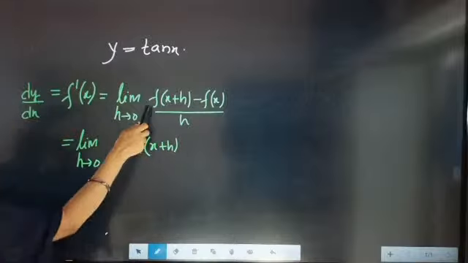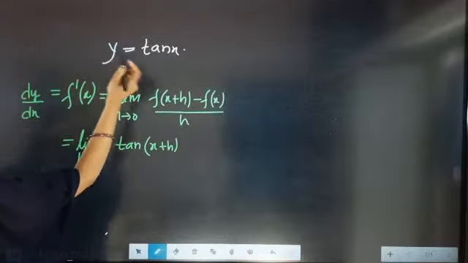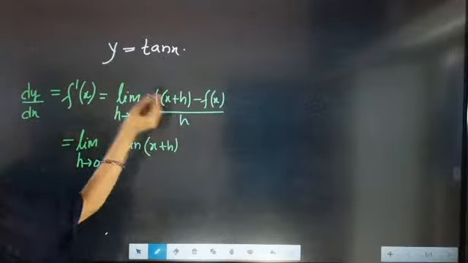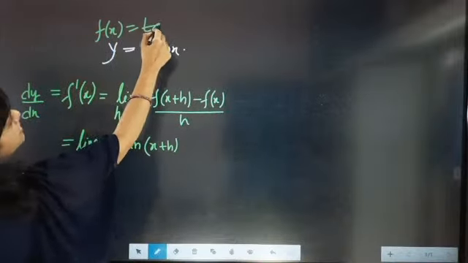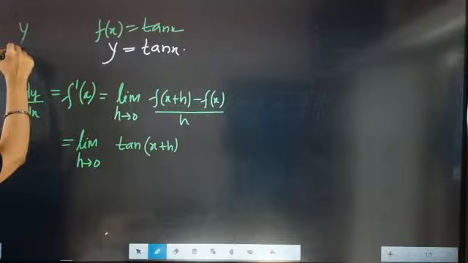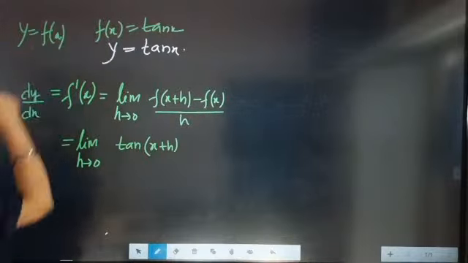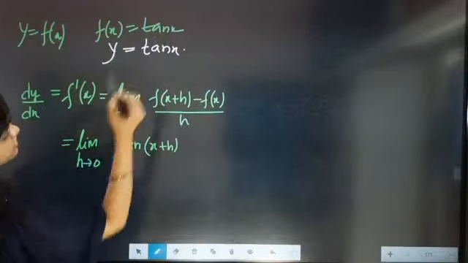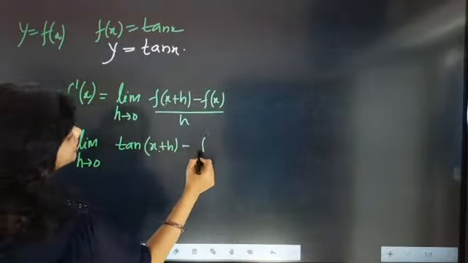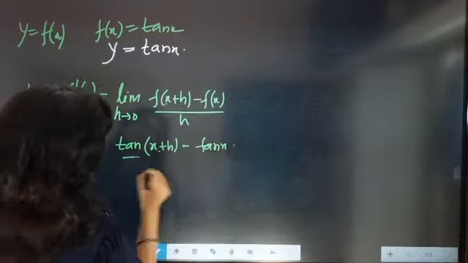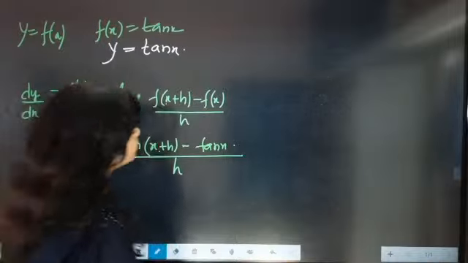Now look here, the function is given as f of x is equal to tan x. We know for a function y will always be equal to f of x. So f of x plus h will become tan of x plus h minus tan of x, by h.